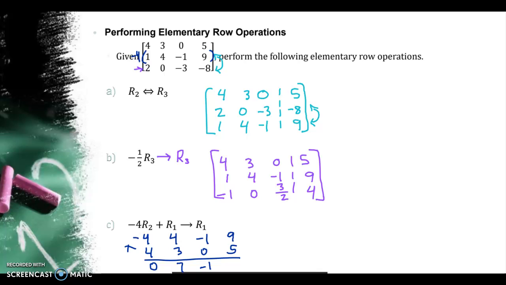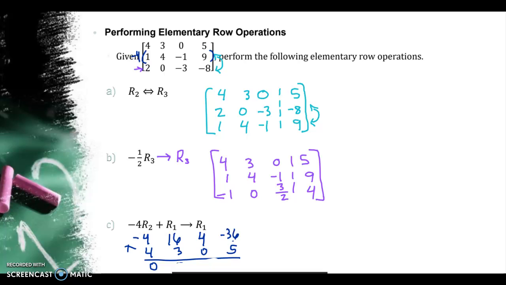I made a mistake. I didn't multiply any of these by negative 4. I needed to multiply negative 4 times every entry in row 2, and I only did it with the first one. So let's try this again. Negative 4 times 1 is negative 4. Negative 4 times 4 is negative 16. Negative 4 times negative 1 is a positive 4. And then negative 4 times a positive 9 is negative 36.